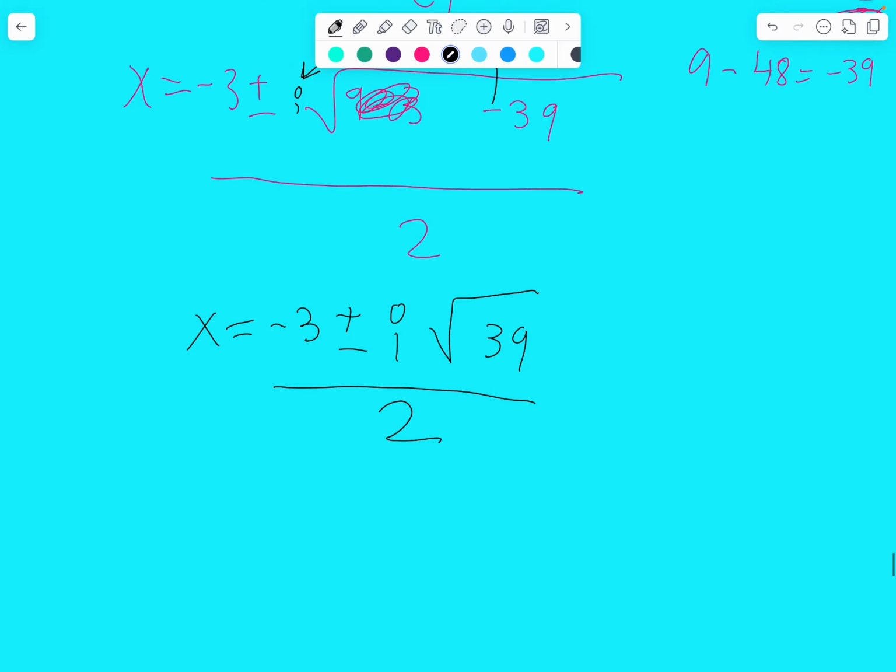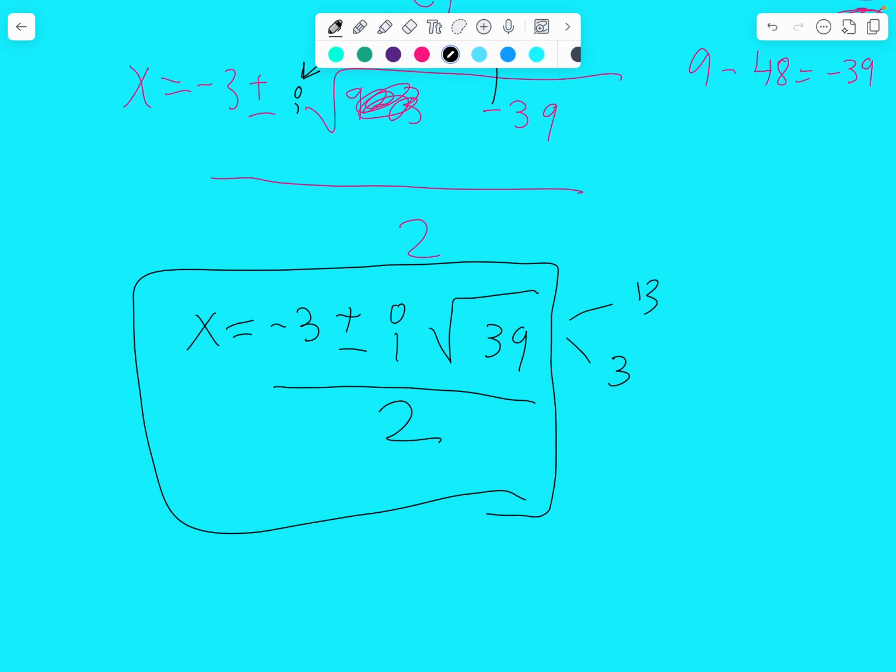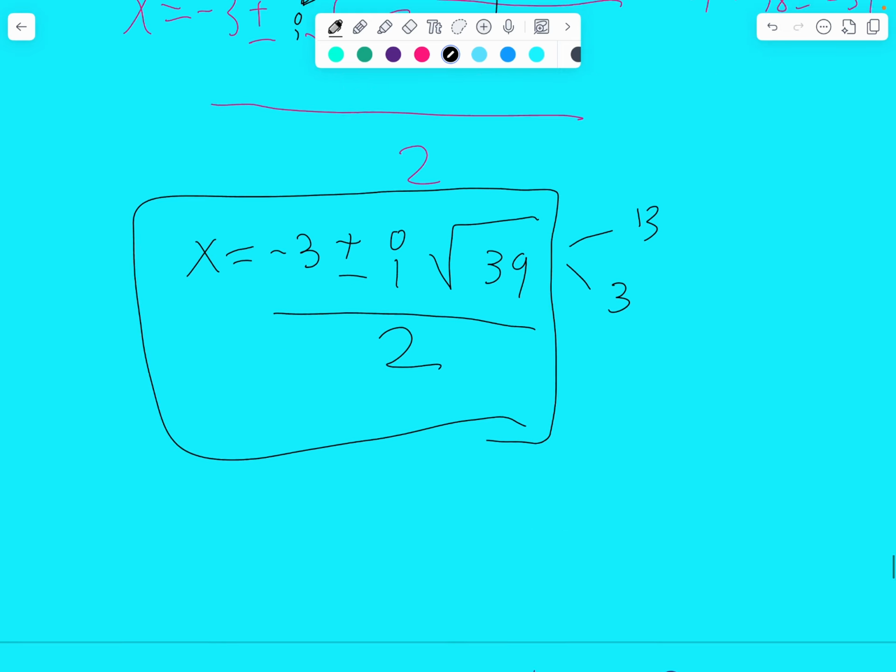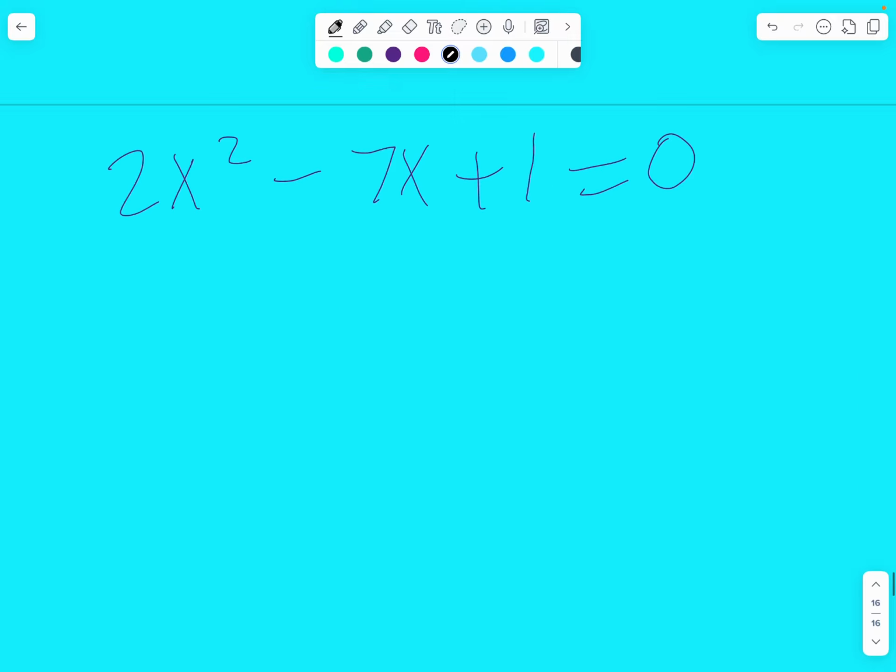Okay? Now, the only thing that I can think about is 13 times 3 is equal to 39, or 39 times 1, but you can't do it of itself. So I can't really, there's no partner for 3 or for 13 to like go outside with. So the answer is x is equal to negative 3 plus or minus I with the square root of 39 all over 2. Okay. Last but not least, we have this problem, okay?